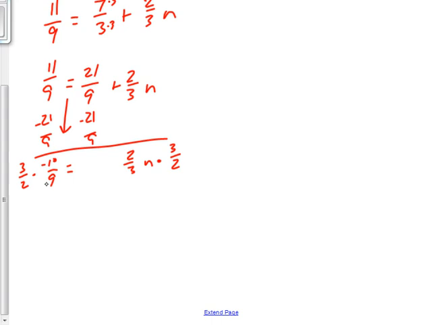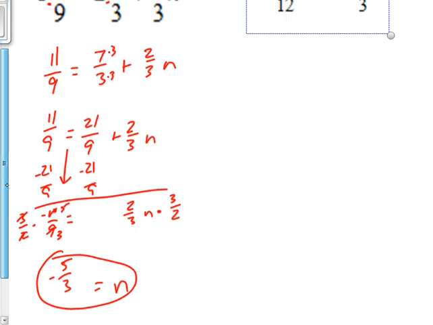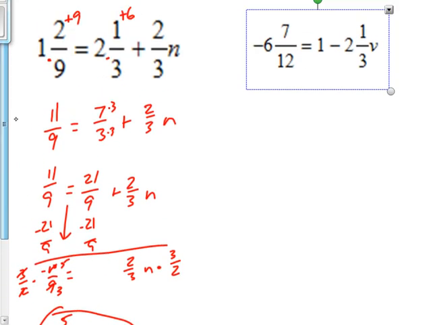All right, now when I do that, my 2 is going to be gone, my 10 is going to become a 5, my 3 is going to be gone, and my 9 is going to become a 3. And so what I'm left with here is n is equal to negative 5 thirds. Now remember, I like improper fractions, so we can leave it just like that. That is the final answer. Again, you can use your calculator to check that out.